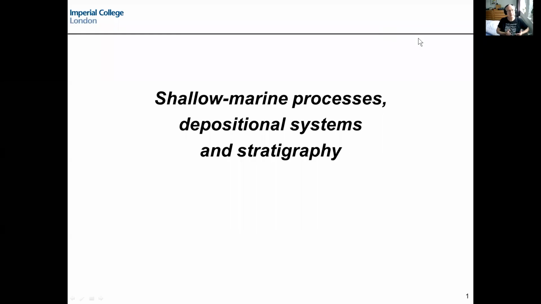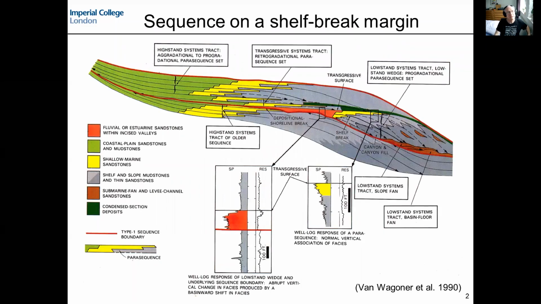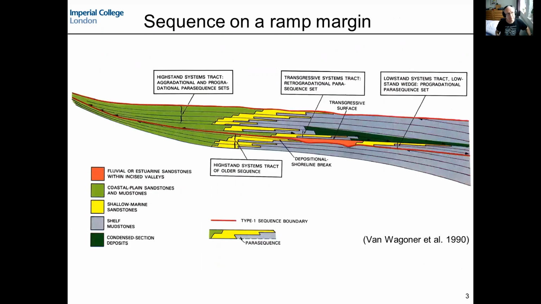Okay, so today we're going to deal with shallow marine processes and depositional systems and the stratigraphy that we associate with them. So in terms of the models that we introduced yesterday, these standard sequence stratigraphic models, it's the yellow deposits within here, the shallow marine deposits, we're going to focus on. And of course they occur within basins that have a shelf break margin, but they also occur within basins that have a ramp type geometry.